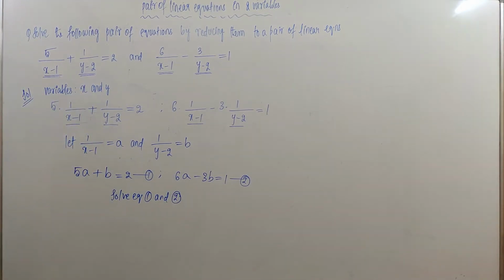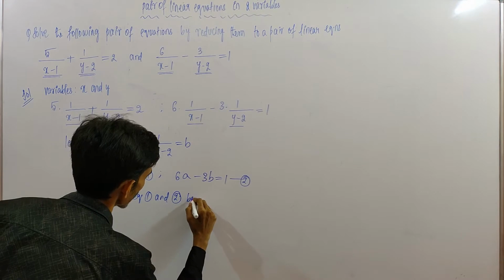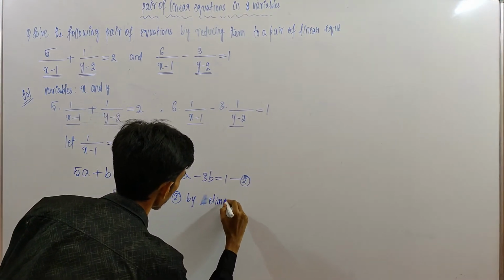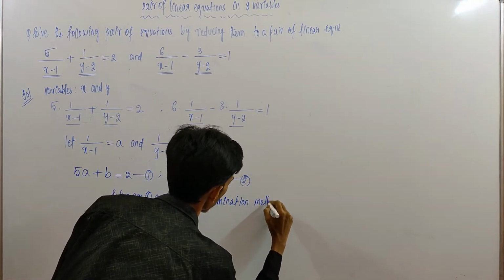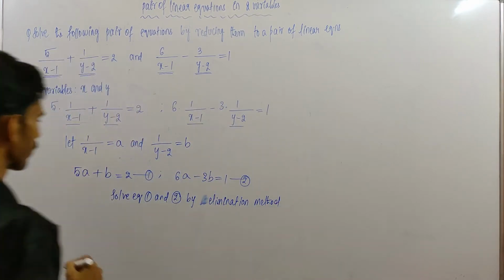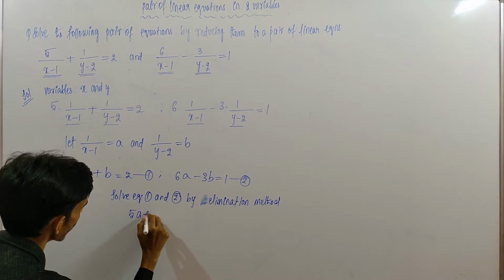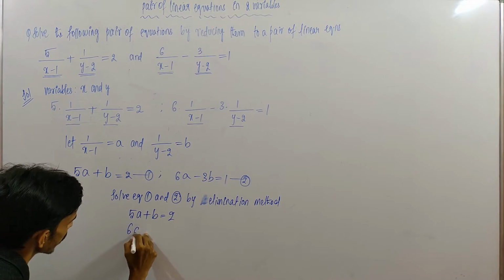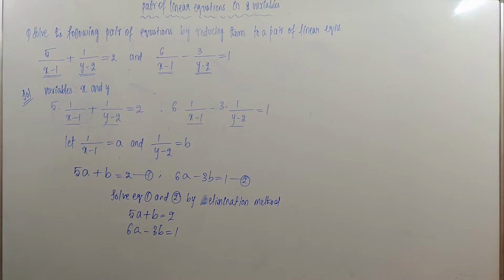We have so many methods to solve linear equations. Let us solve by elimination method. Write down this equation here: 5a plus b is equal to 2, and below this write down this equation: 6a minus 3b is equal to 1.